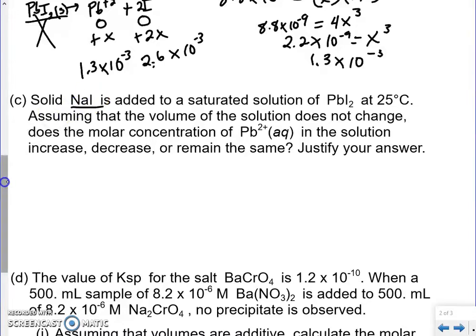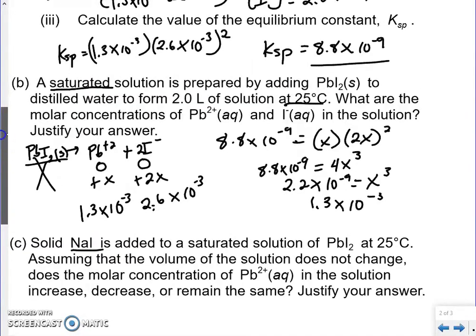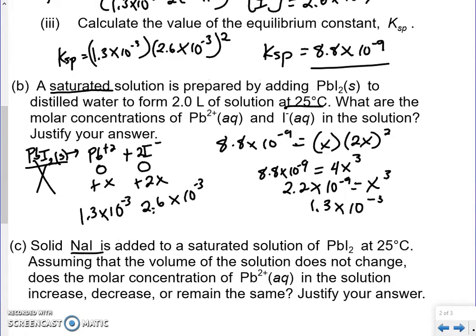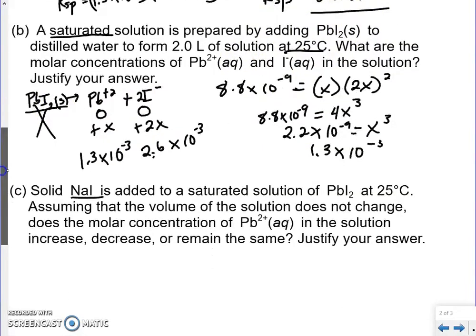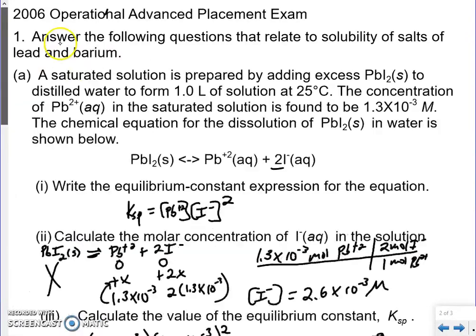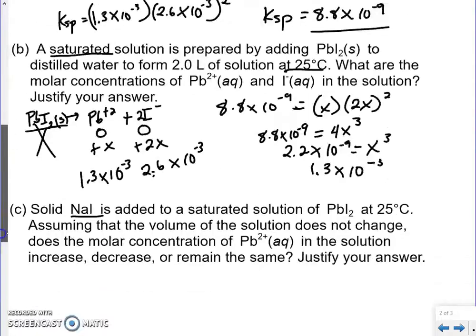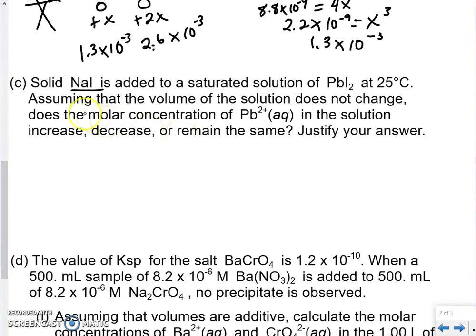So up here in part B, just because we added water or have a larger volume of water, it doesn't change our concentrations because we're still dealing with just the lead 2 iodide, which is going to be at equilibrium according to our KSP. Go back down to C. In C, we're adding a new species. We are adding sodium iodide.